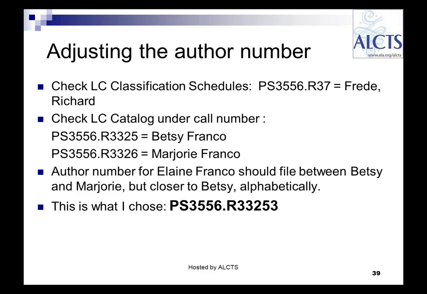So I look in the LC catalog under call number, and browsing around, I find two authors with my same surname. One is Betsy Franco, and her call number is PS3556.R3325. And right after her comes Marjorie Franco, PS3556.R3326. So I know that the author number for Elaine Franco should file between Betsy and Marjorie. Okay, since E is closer to B than M, I'd want to be closer to Betsy's call number alphabetically. So this is what I chose, PS3556.R33253.